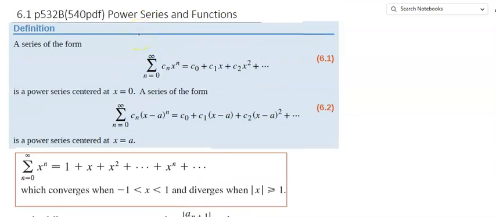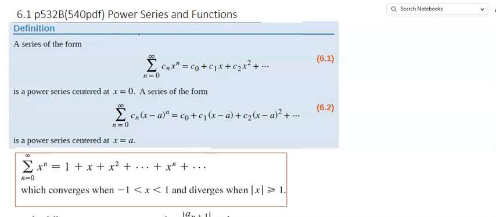Section 6.1 talks about power series and functions. So here's the deal. In the previous section, we figured out whether the series converge or diverge, using what test and so on and so forth. And toward the end, we start talking about for what values of x it converges.